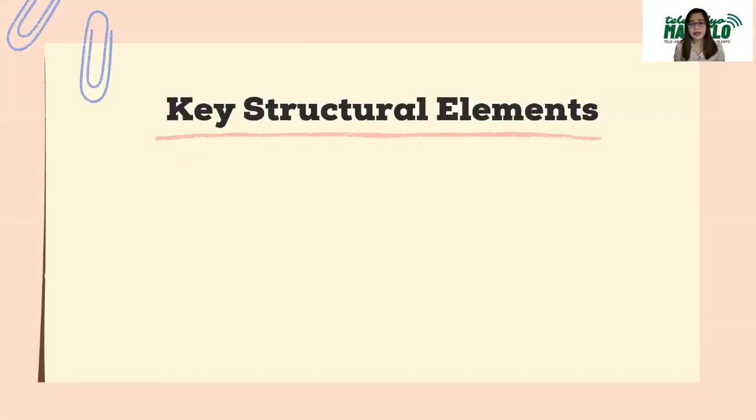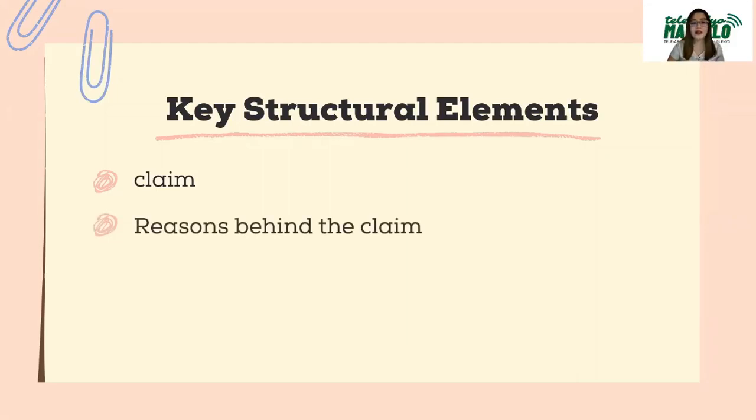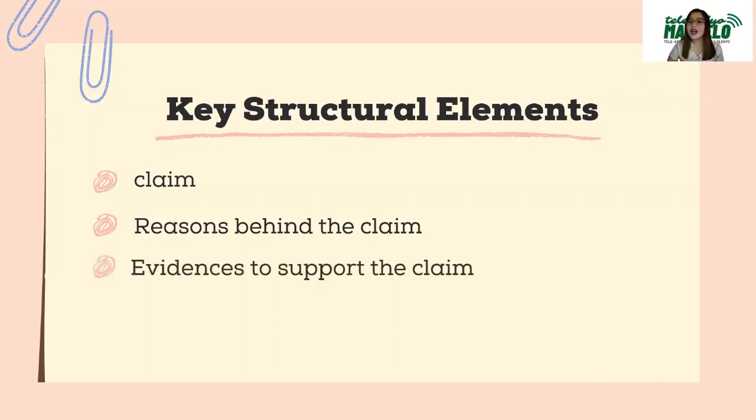Okay, so in writing this type of text, we should include the following elements. So the first one is claim. I know you are quite familiar with claims. Claims are the central argument or the stand or position of the writer about the issue or topic. Aside from that, we also have the reasons behind the claim. So why do you have that claim? And then evidences that will help or support your claim.